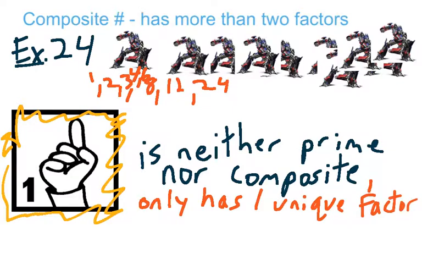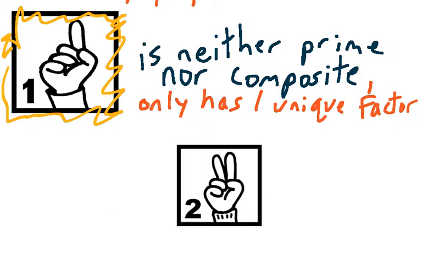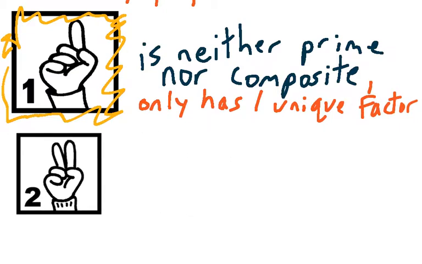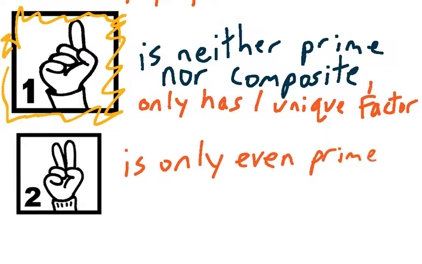And there's another number. The number 2 is also unique because it is the only even prime number. 2 is the only even prime number. So all of your other prime numbers are going to be odd numbers. And the reason is because 2 will go into any of the other even numbers. 2 goes into 4, 2 goes into 6, 2 goes into 8, etc.